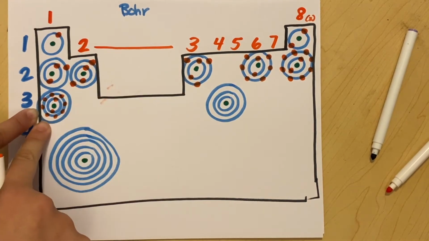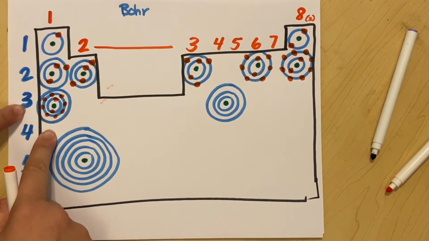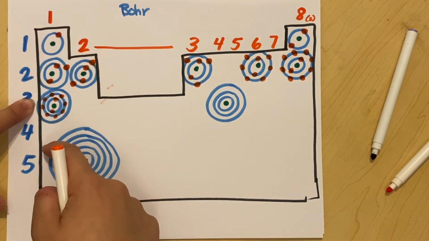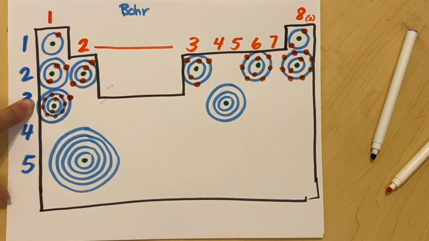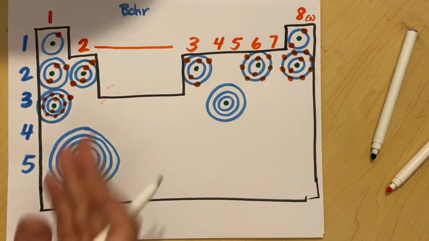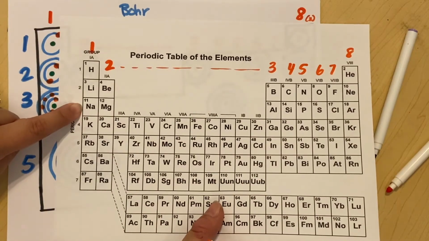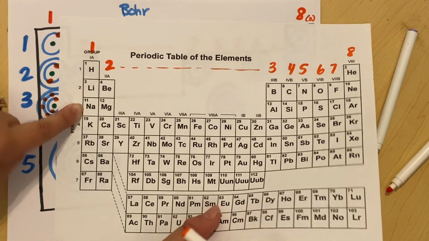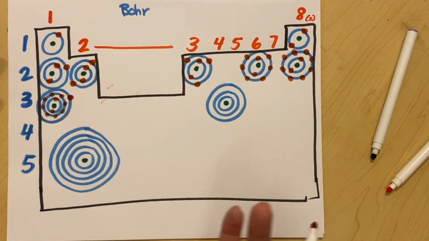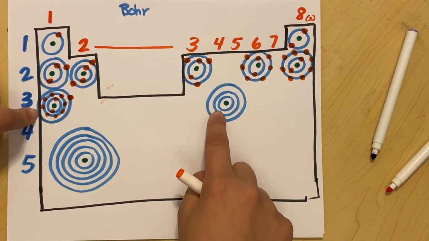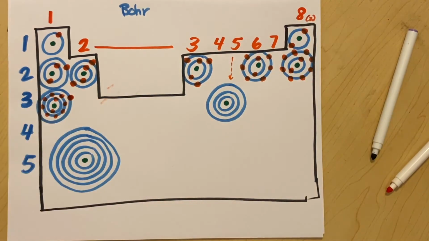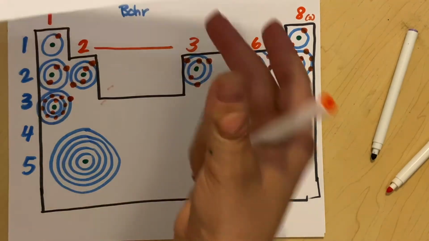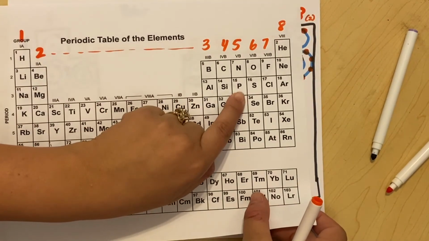And then I'm on my third shell now. And on my third shell, I'm in my first column, so I should only have 1 electron on that third shell for sodium. And you can build this out forever. So for here, we'll say that's the 5th column on shell 3. So we're looking at phosphorus right here.